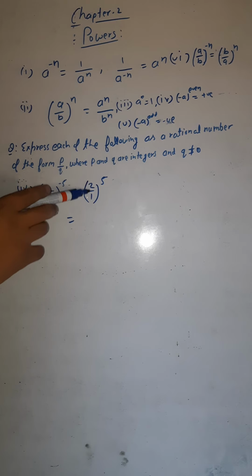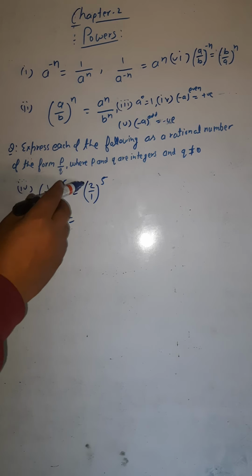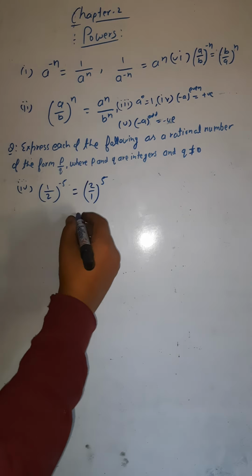So 1 by 2 whole raised to the power minus 5 can be written as, you would reverse the inside, so it would be 2 by 1, and the power would become positive, now plus 5. Are you getting this? Now again, that formula we have used here. Now we would be using the second formula. If it is a by b raised to the power n, we can write it as a raised to the power n divided by b raised to the power n. Similarly here, if it is 2 by 1 raised to the power 5, you can write it as 2 raised to the power 5 divided by 1 raised to the power 5.